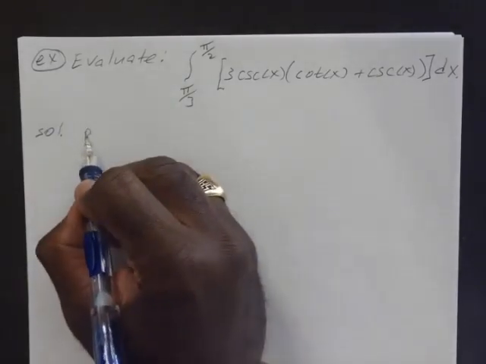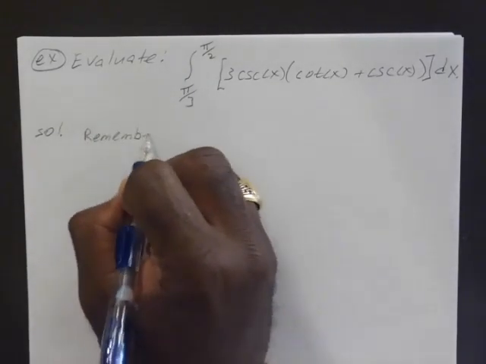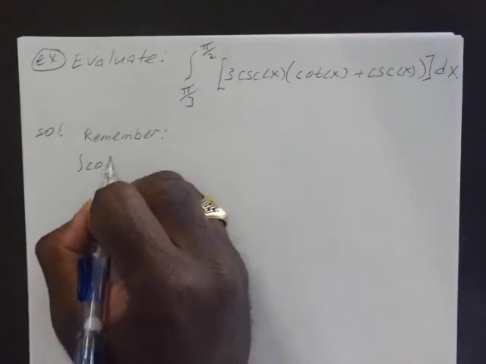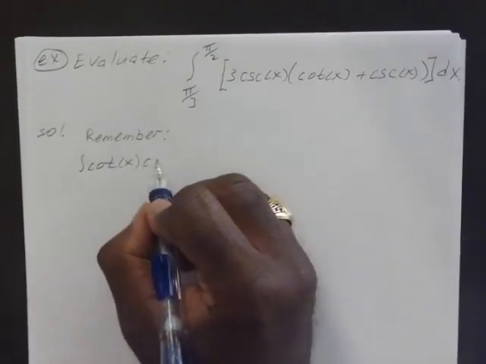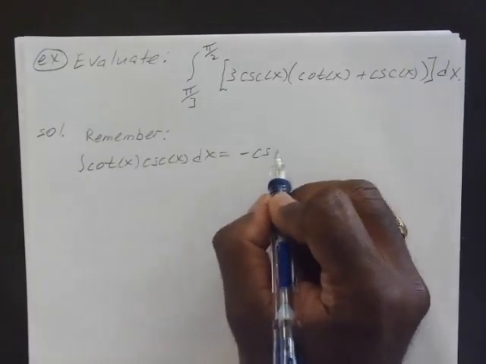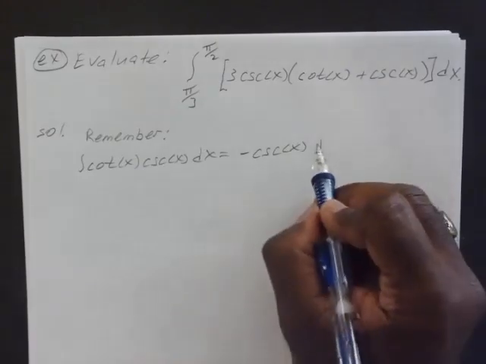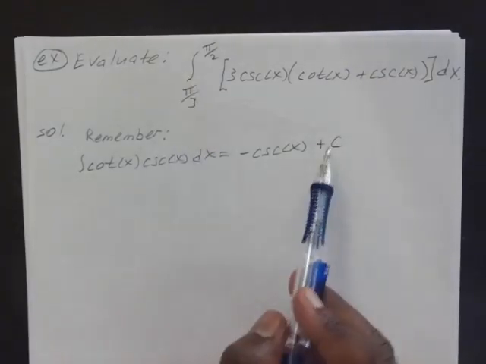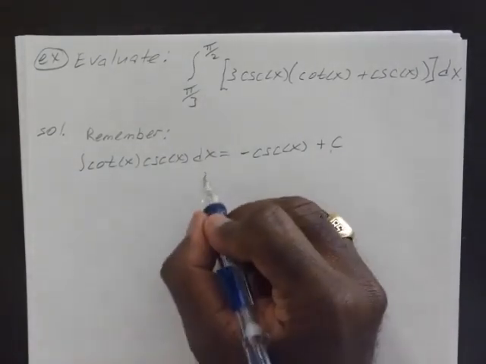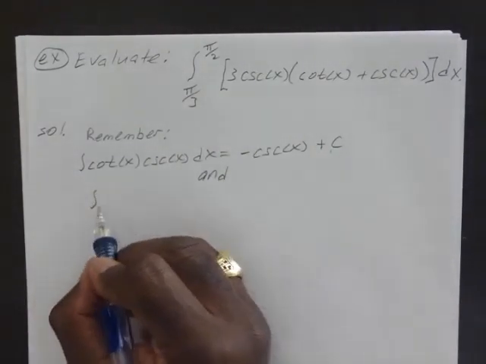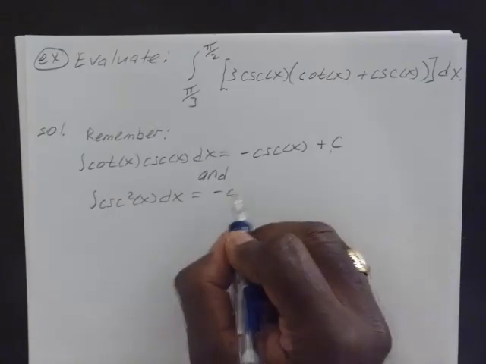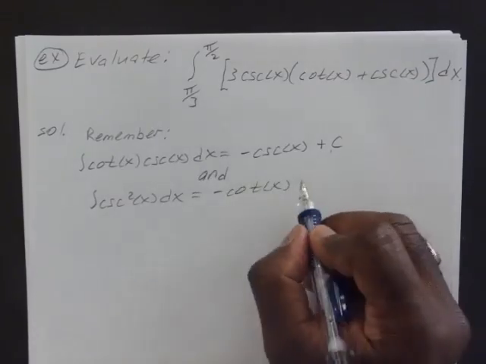Okay, so for this one, we're going to have to remember that the integral of cotangent times cosecant with respect to x is equal to negative cosecant of x plus c. And again, with the definite integrals, we don't really need the plus c because they would cancel each other out. And we're going to have to remember that the integral of cosecant squared of x with respect to x is equal to negative cotangent of x plus c.